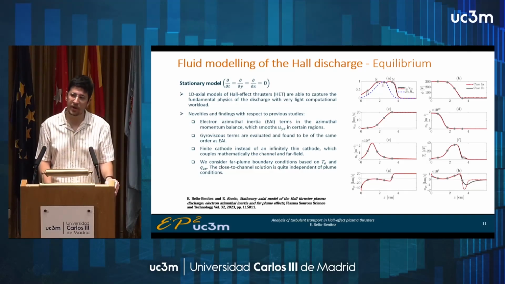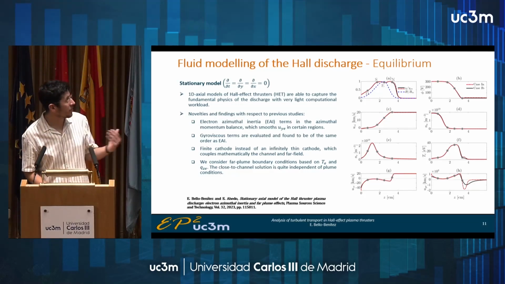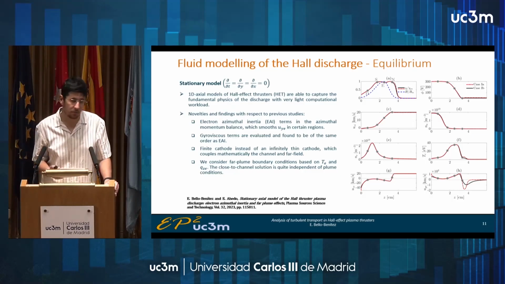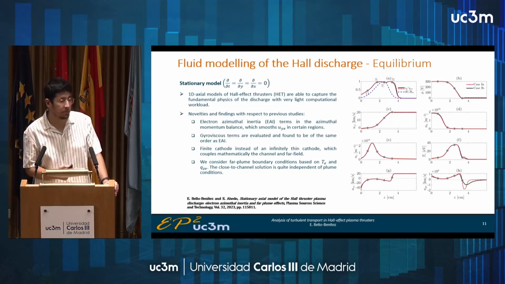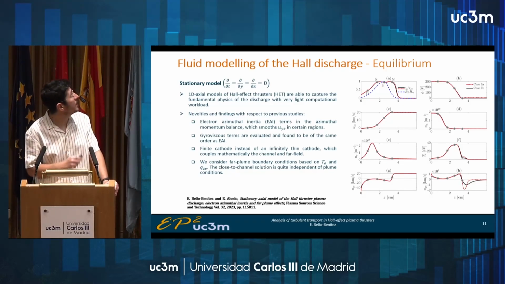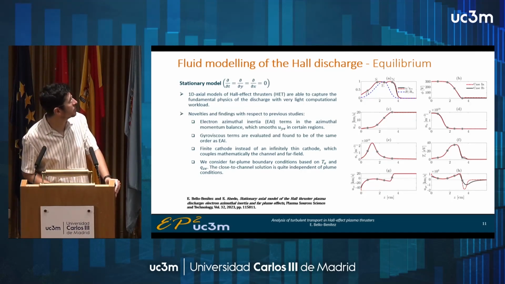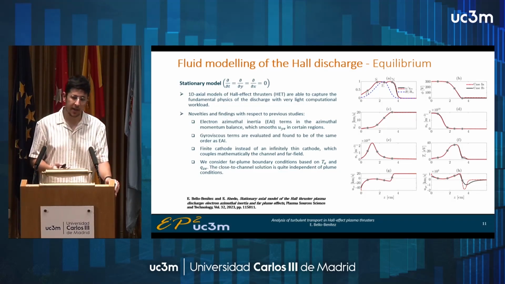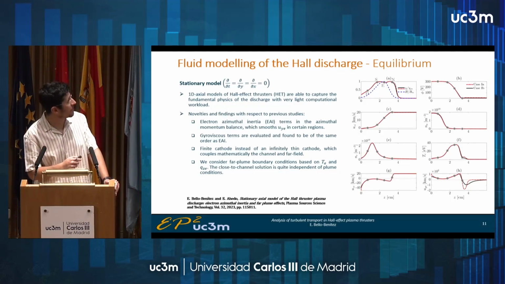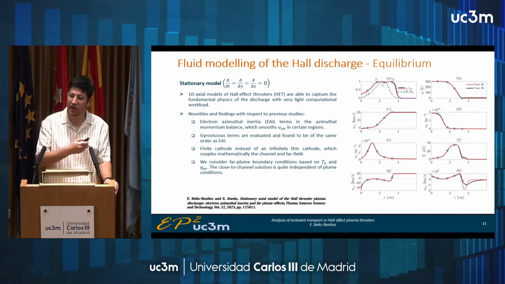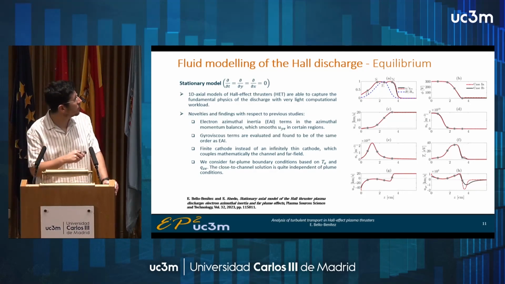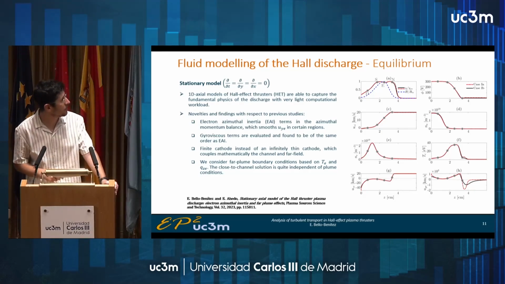Compared with other models in the literature, the model shown in the thesis has some novelties and some new findings. For example, we include the effect of the electron azimuthal inertia, which happens to be important in some regions. We assess the importance of gyroviscous terms, corrections to the pressure tensor. We have a new model for the cathode that is volumetric instead of being an infinitely thin layer. And we also study several plume conditions and how they affect the inner part of the solution, the outer part, etc. All these findings are summarized in a journal paper.